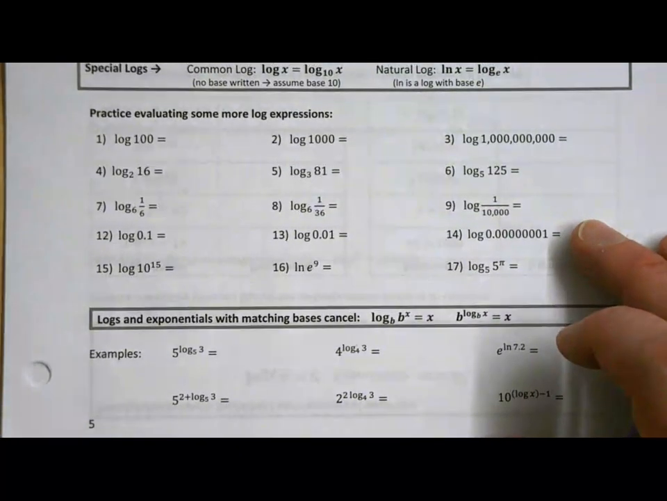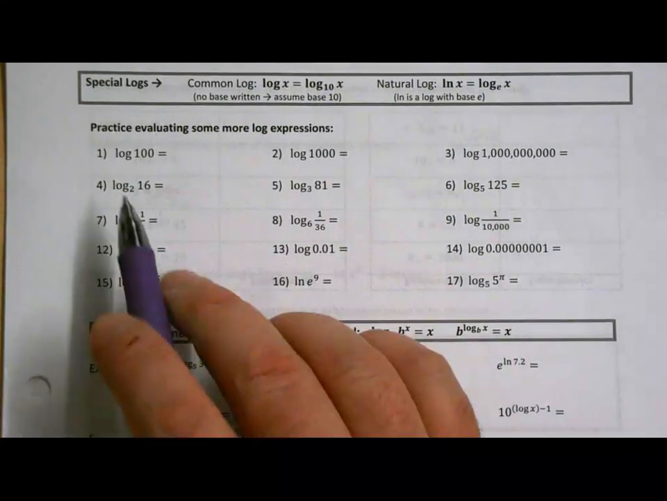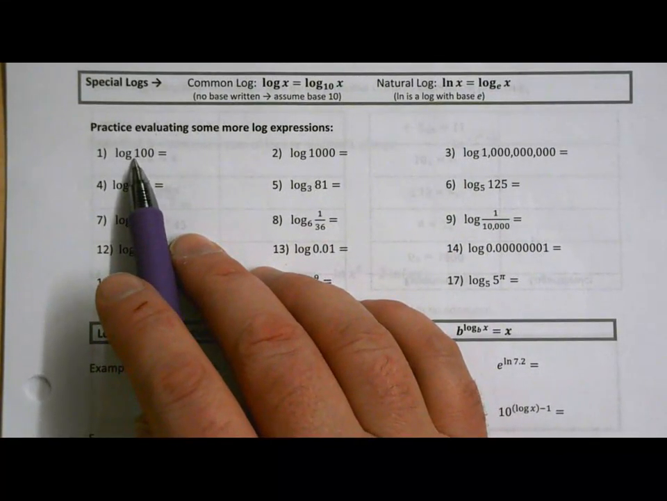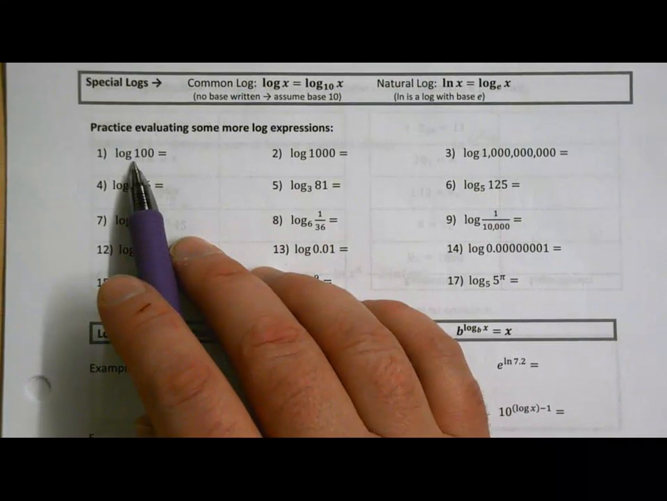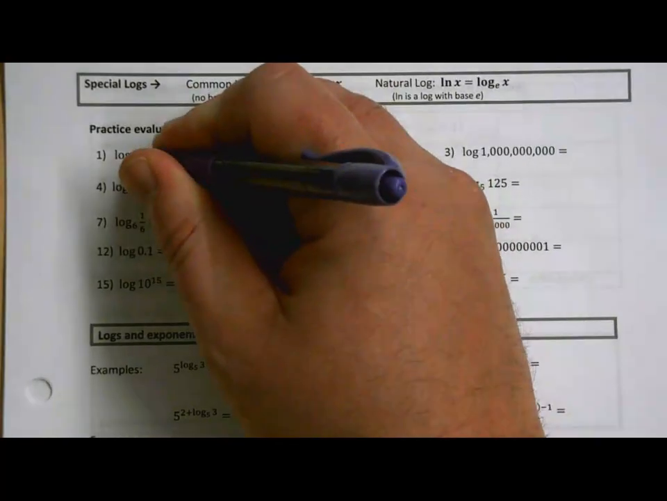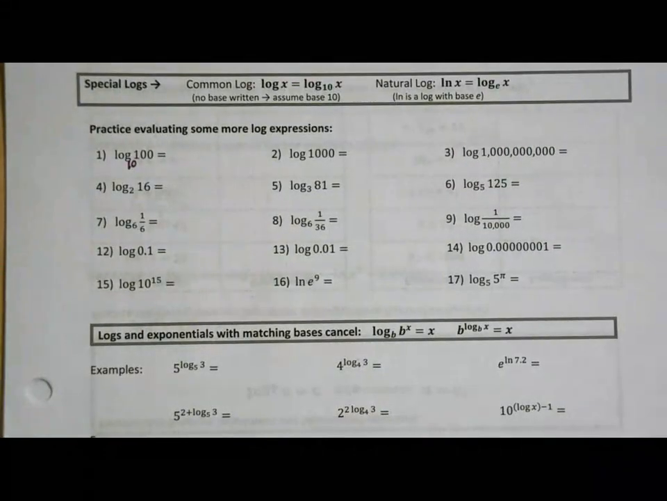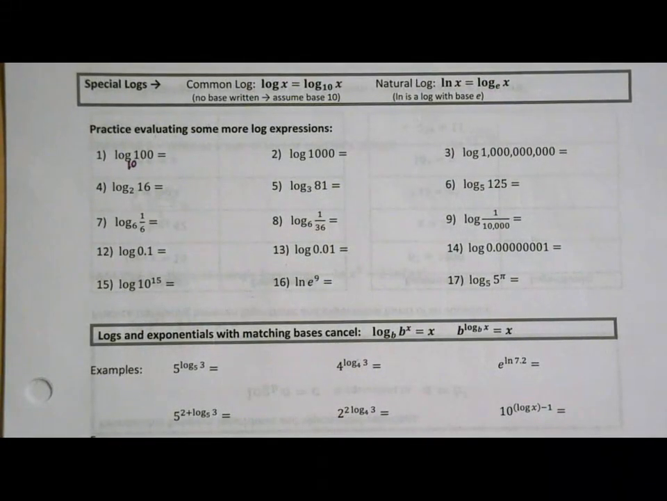I want to remind you that there are a couple special logs. One of them is called the common log. If you ever see a log that does not have a base written, you guys know that that base is meant to be what? 10. And why is 10 such an important base? Because we count in base 10.